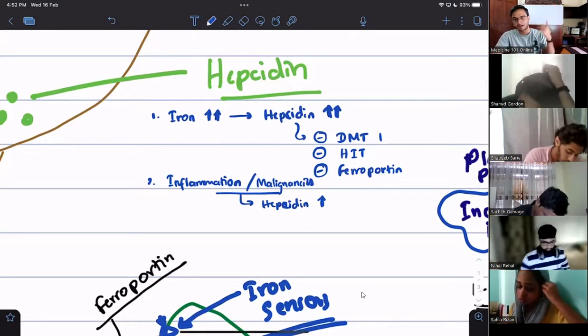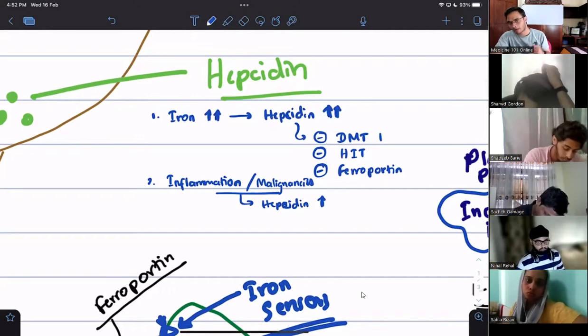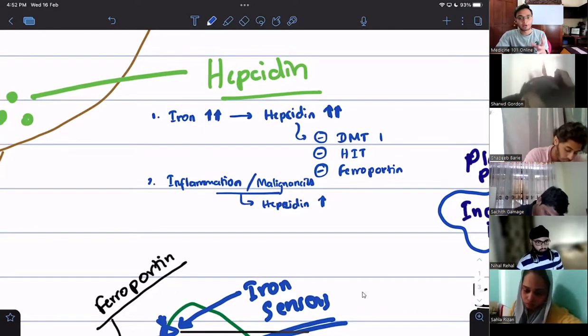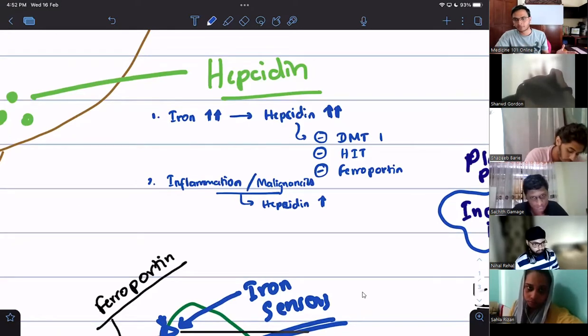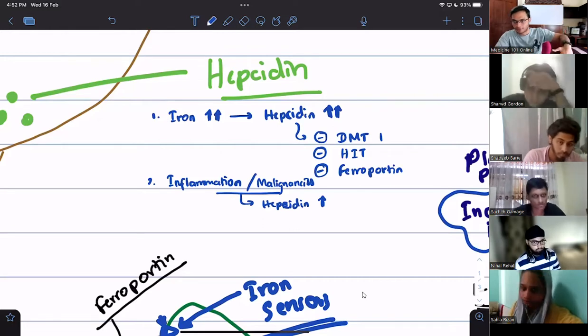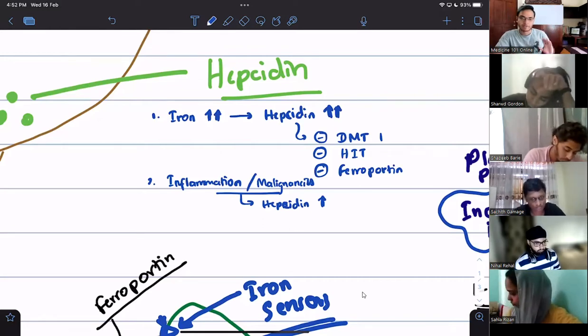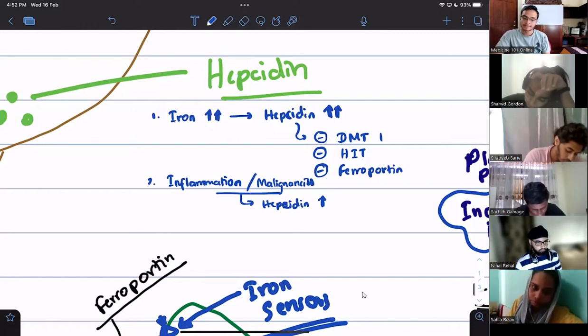Again, what happens when hepcidin increases? Divalent metal transporter 1, heme iron transporter, ferroportin, all can be inhibited. Therefore, what happens to the overall absorption of iron from the GIT into the blood? Whenever hepcidin is high, iron absorption drops.